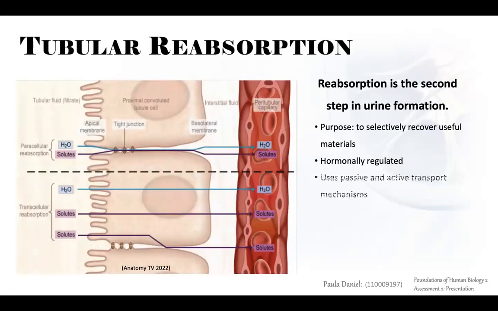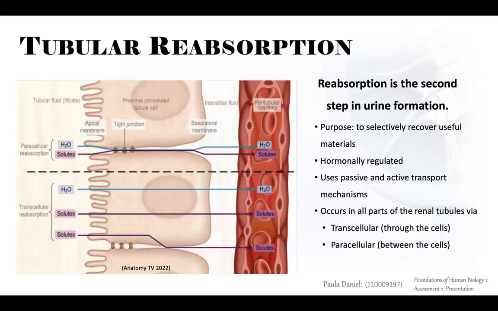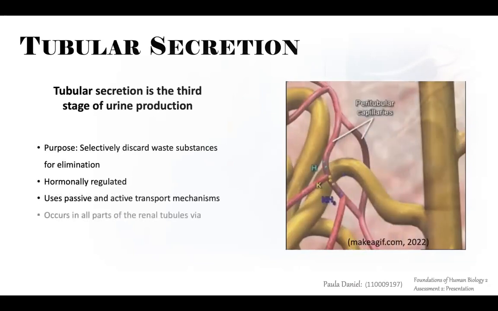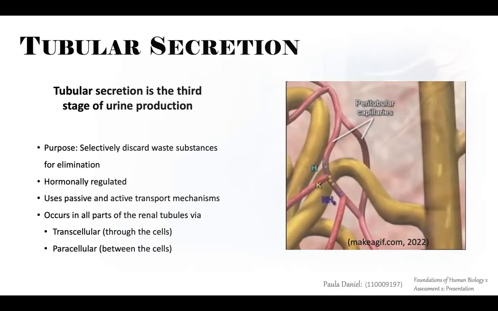Tubular reabsorption is a second step in urine formation. The purpose of tubular reabsorption is to selectively recover useful materials from the filtrate. It is hormonally regulated and occurs as a result of passive and active transport mechanisms in all parts of the renal tubules. Tubular secretion is the third stage of urine production and involves the movement of substances out of the blood and into tubular fluid for elimination from the body. It happens in reverse to tubular reabsorption, and like reabsorption, different parts of the tubules specialize. It is also selective and also hormonally regulated.